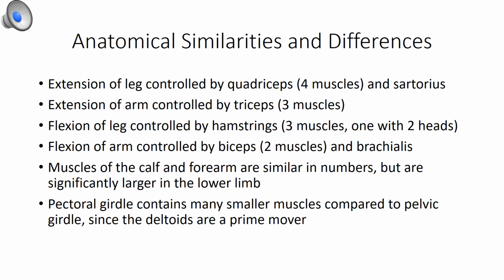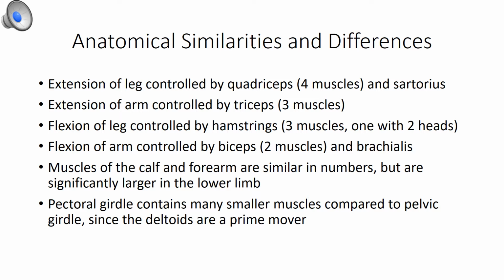On another note, the anatomical similarities and differences are the following. The extension of the leg is controlled by quadriceps, which is 4 muscles, and sartorius, while the extension of the arm is controlled by the triceps, which is only 3 muscles. The flexion of the leg is controlled by hamstrings, which is 3 muscles and 1 with 2 heads, while the flexion of the arm is controlled by biceps, which is 2 muscles, and the brachialis.